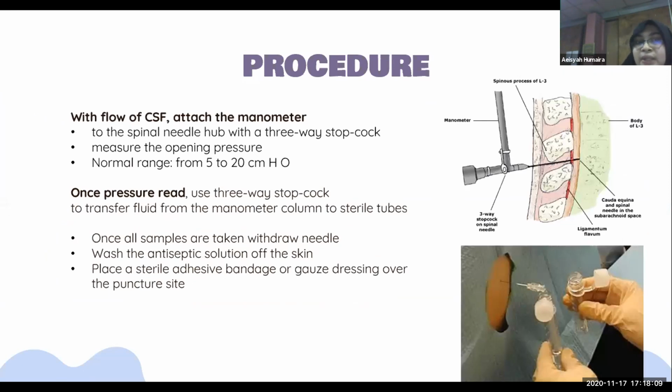So after that, with a flow of CSF, we attach the manometer. So here is the manometer. We attach it to the hub of the needle by the three-way stopcock. The manometer functions to measure the opening pressure. Once the pressure is read, we remove the manometer and transfer the fluid to the sterile tubes. Once all samples are taken, we withdraw the needle. After that, we wash the antiseptic solution off the skin and place a sterile adhesive bandage or gauze dressing over the puncture site.